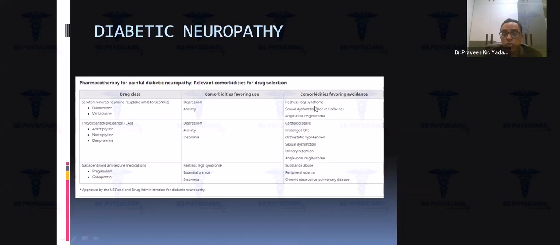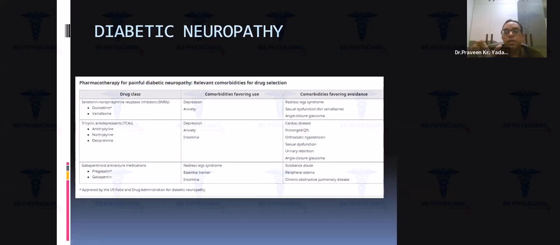However, you should look for side effects like sexual dysfunction, glaucoma, and restless leg syndrome, because these may worsen with this medication. So the comorbidity is very important. Tricyclic antidepressants: amitriptyline and nortriptyline. What is the difference between amitriptyline and nortriptyline?